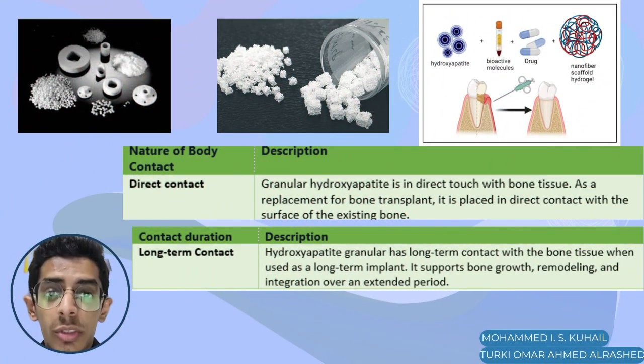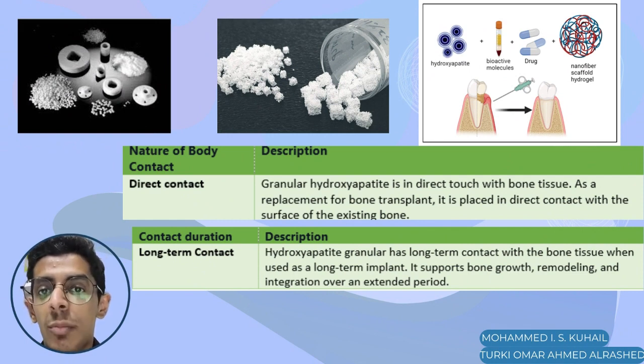So, granular hydroxyapatite, when used as a bone transplant replacement, directly touches the existing bone. This contact helps the granules become part of the bone and supports its growth and remodeling. It creates a strong and stable connection with the surrounding bone, which lasts a long time. This continuous contact is essential for successful bone healing and integration.